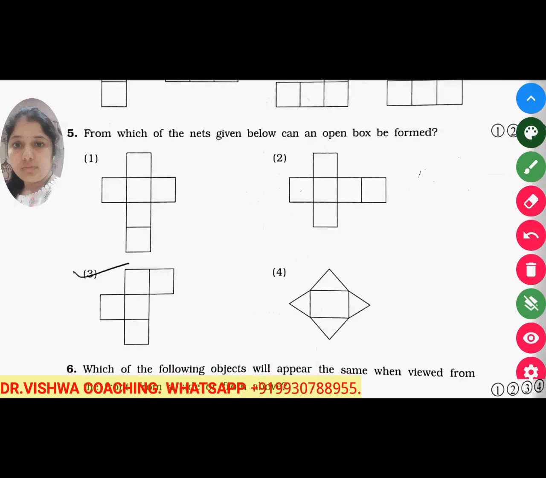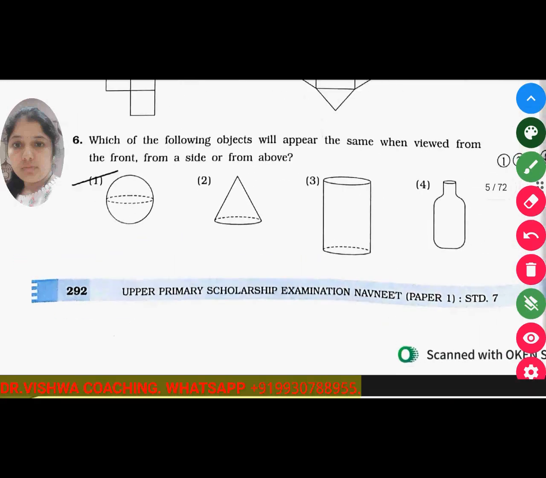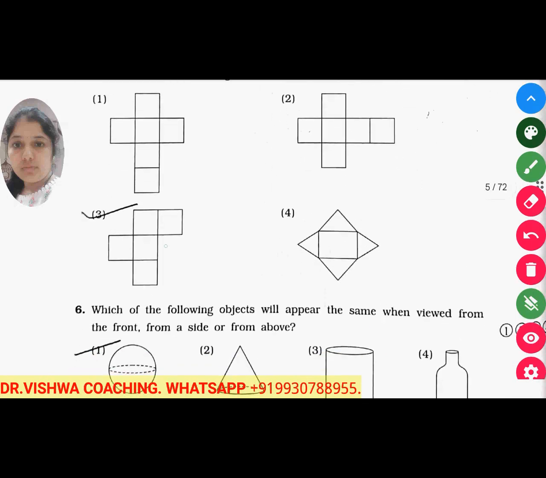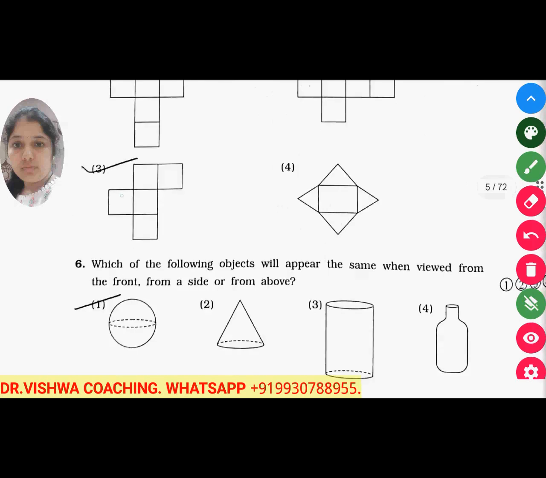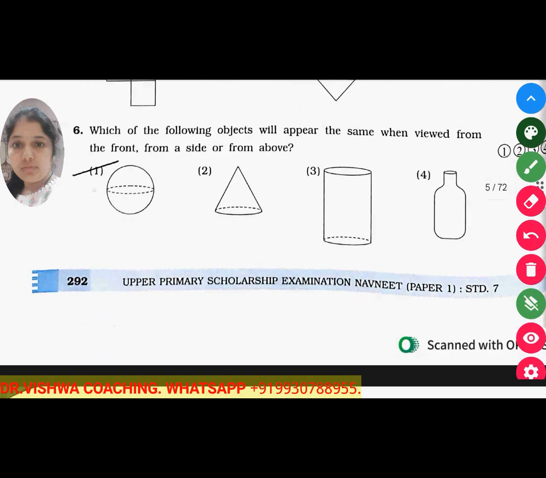Now, which of the following nets given below can form an open box? I just told you the figure which has 5 surfaces can be turned into the open box, and the surfaces must be square in shape. So you all can find which figure has 5 surfaces and square shape.